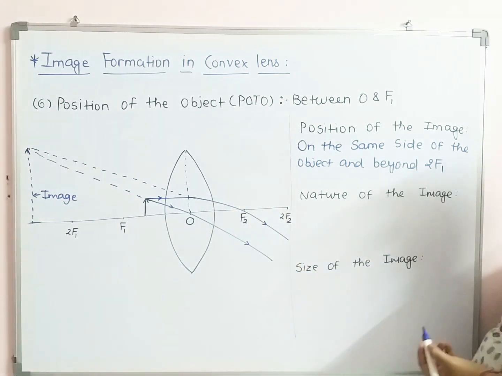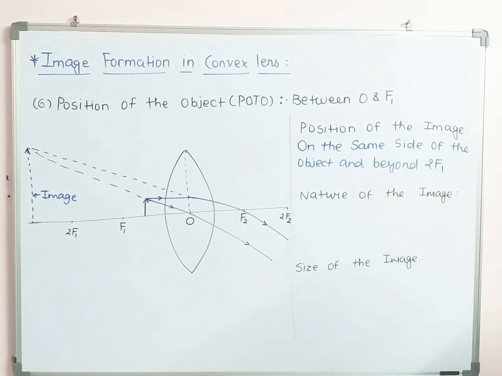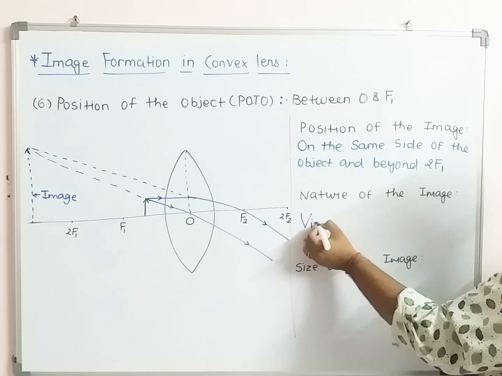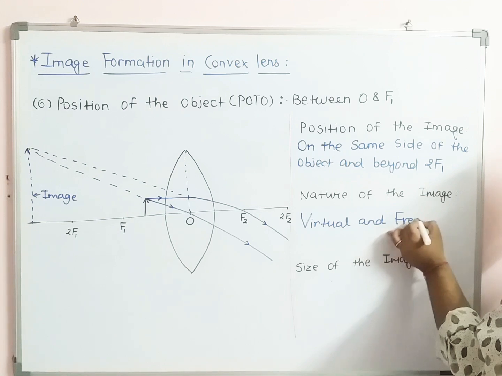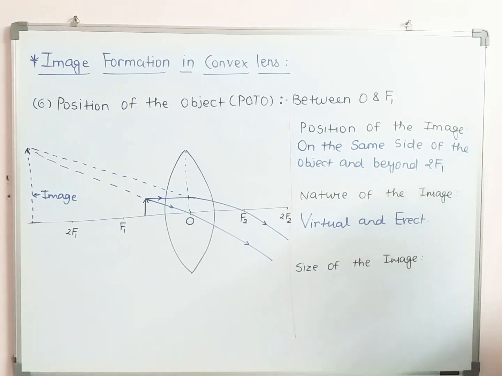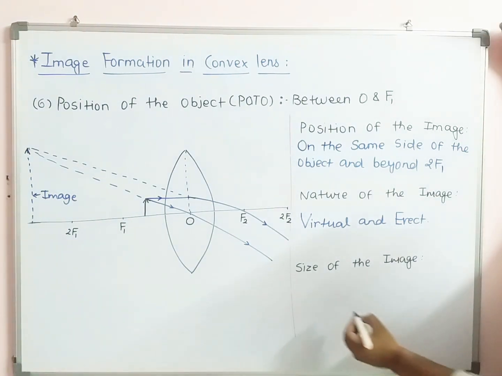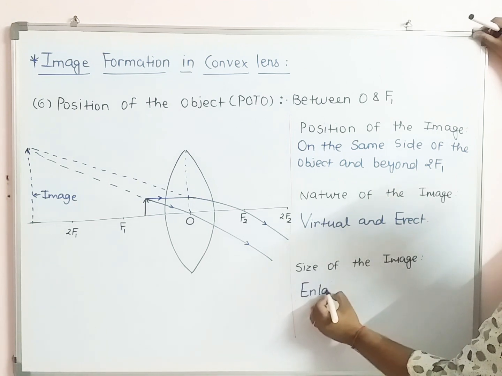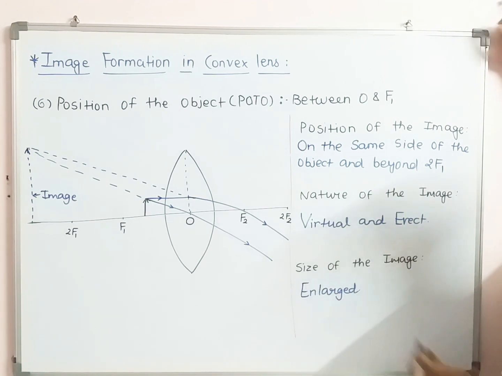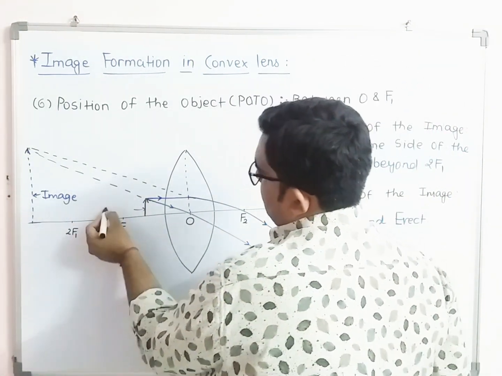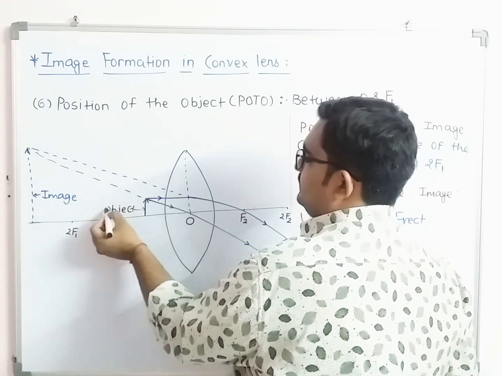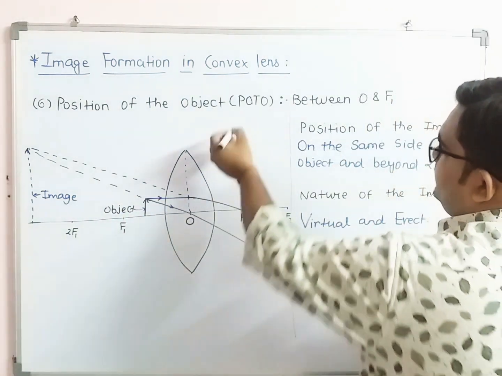Okay, beyond 2F1. Now what is the nature of the image? So here you can see the nature of the image is virtual and erect. Virtual and erect. Now what is the size of the image? So here you can see it is enlarged. Okay, it means it is bigger than this object. So it is the most important case.